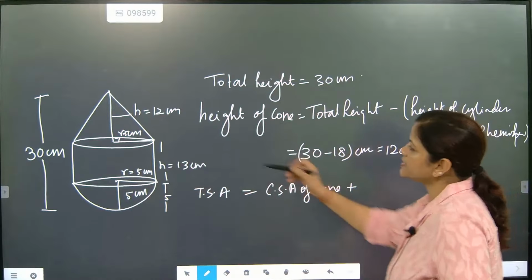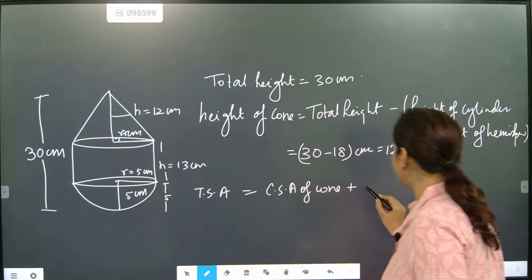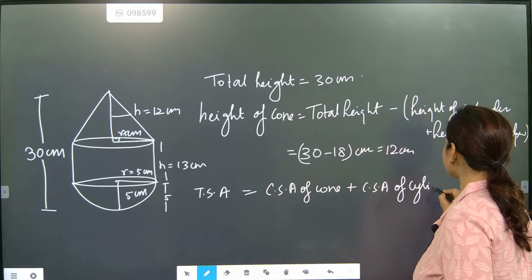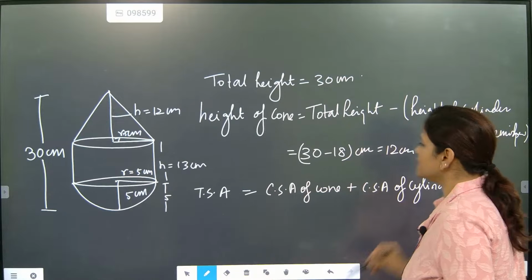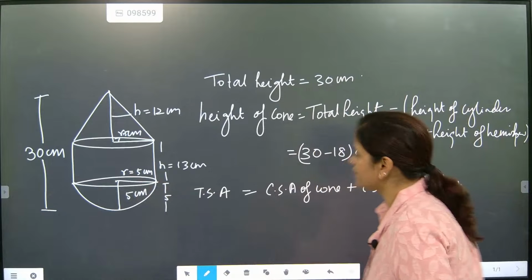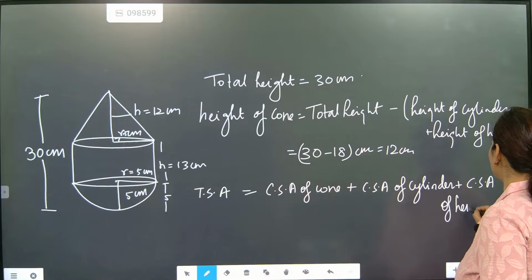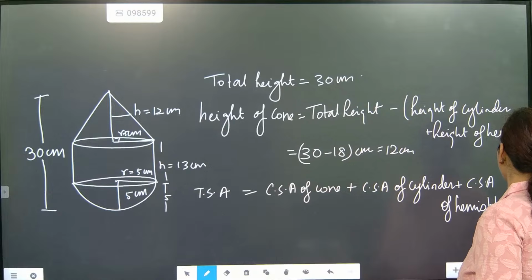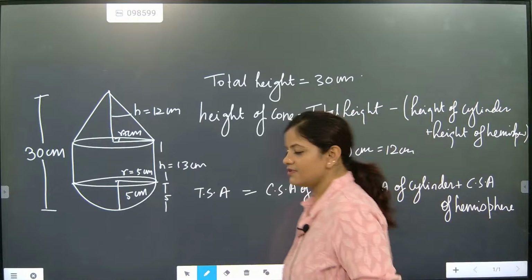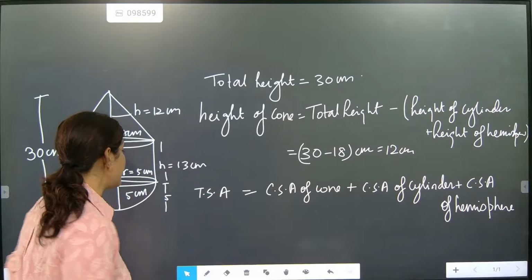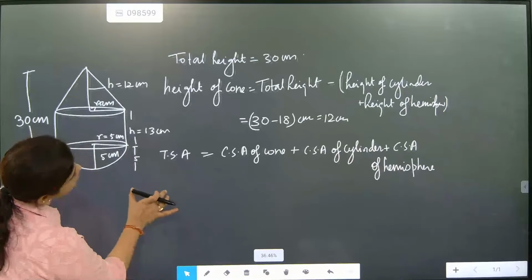So, CSA of cone plus CSA of cylinder plus CSA of hemisphere. Now what we are going to do next is the CSA of cone.